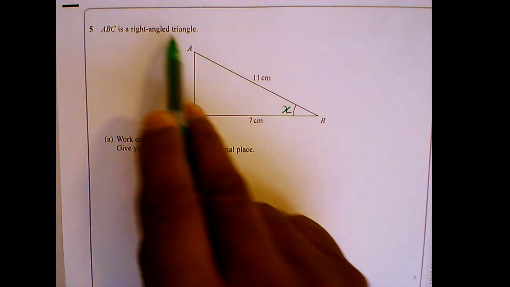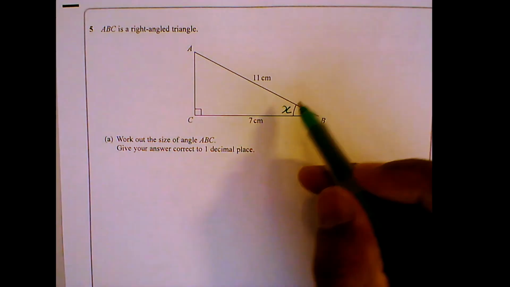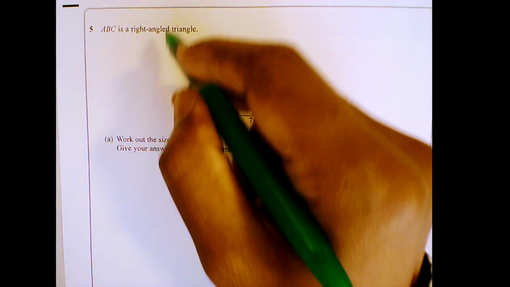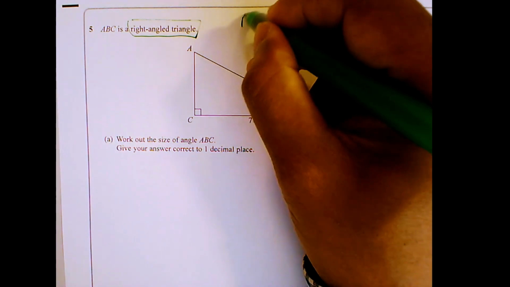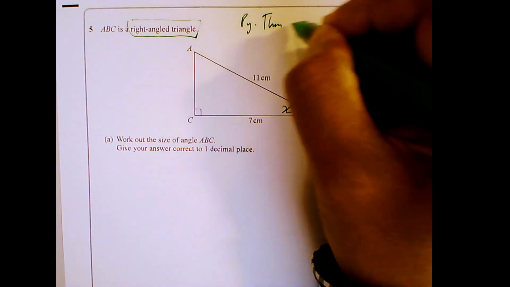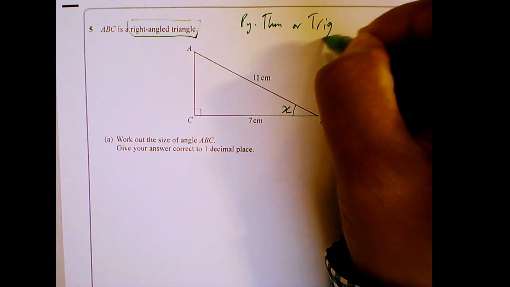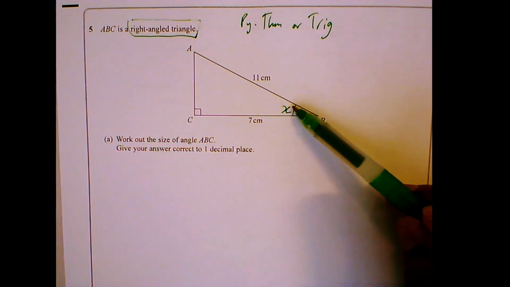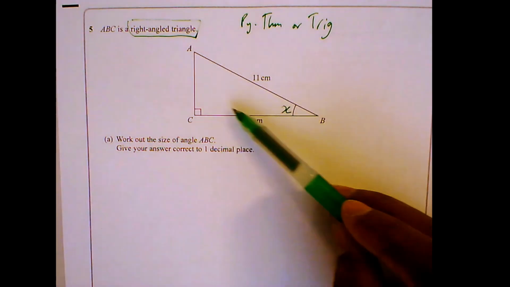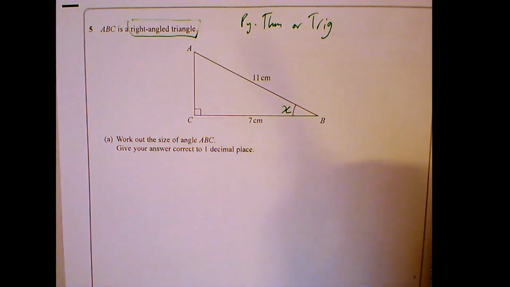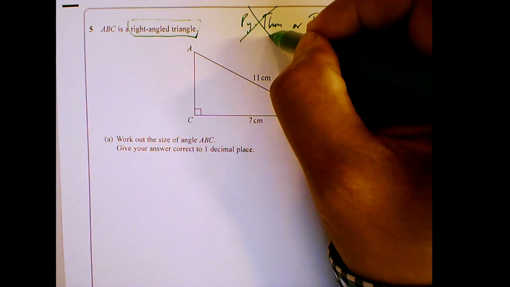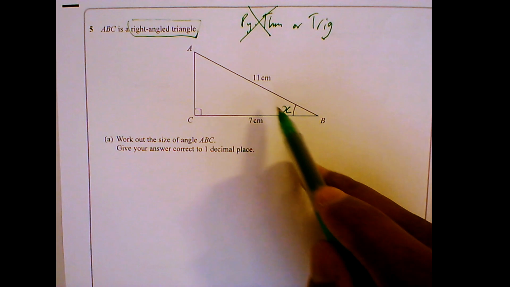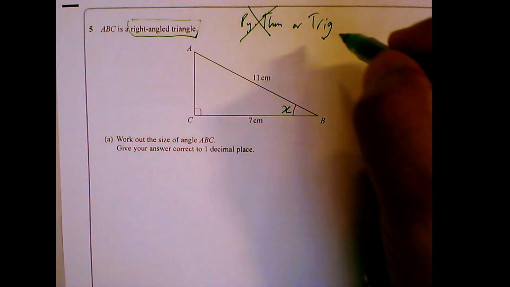So I have a right angle triangle and an angle. If I have a right angle triangle, it can be Pythagoras' theorem or trigonometry. Now I've got an angle here. Pythagoras' theorem is sides, so it cannot be Pythagoras' theorem, and it has to be trigonometry because we're dealing with an angle. So we've got SOHCAHTOA.